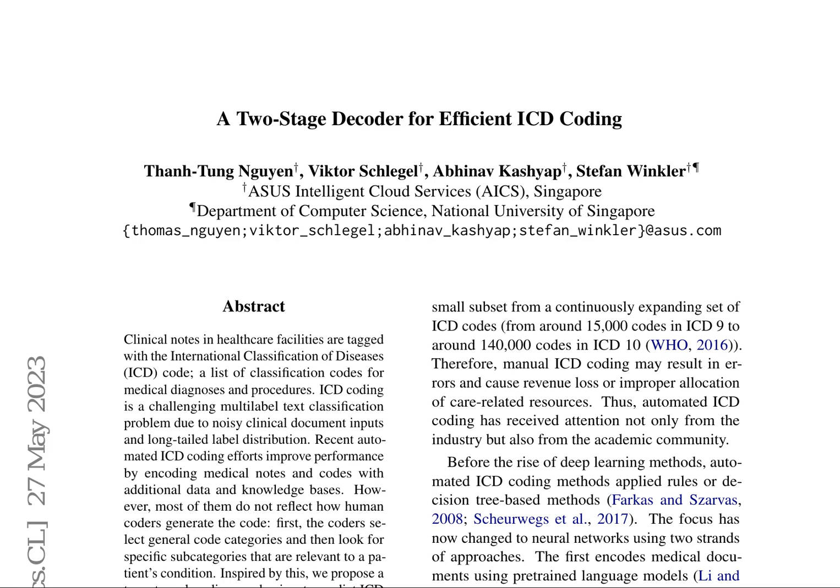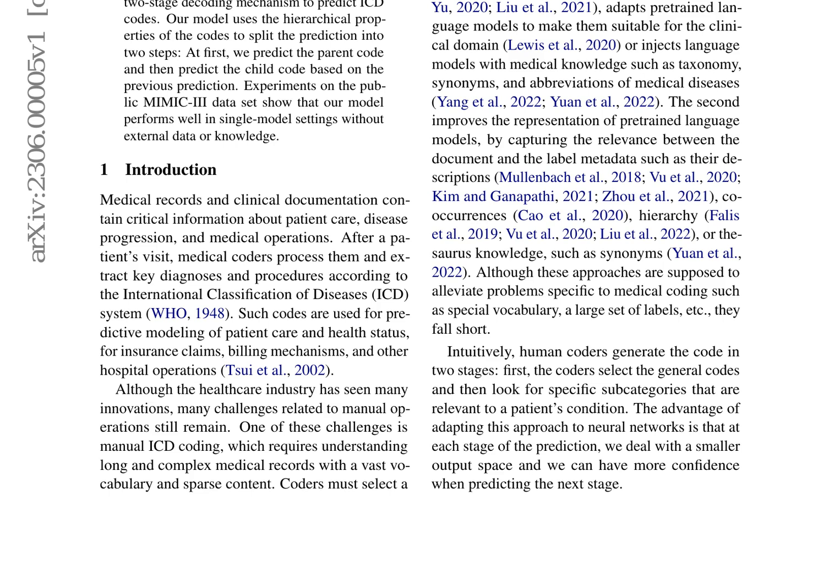Inspired by the human coding process, the authors propose a two-stage decoding mechanism to predict ICD codes. This approach splits the prediction into two steps. First, predicting the parent code, and then predicting the child code based on the previous prediction. The model utilizes the hierarchical properties of the codes to deal with a smaller output space at each stage, increasing confidence in the predictions.